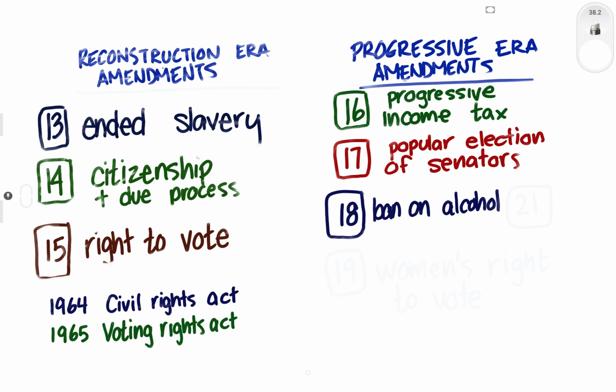That was repealed with the 21st Amendment, which is not a progressive era amendment, but I think it's a really good thing to know that, like, hey, 18 banned the alcohol, 21 it was legal again. And hey, you can drink alcohol at 21 and you can vote at 18.